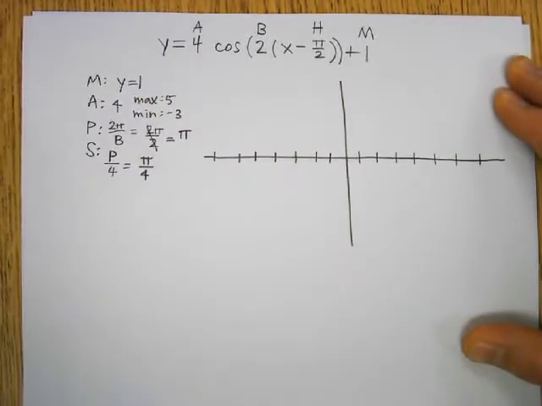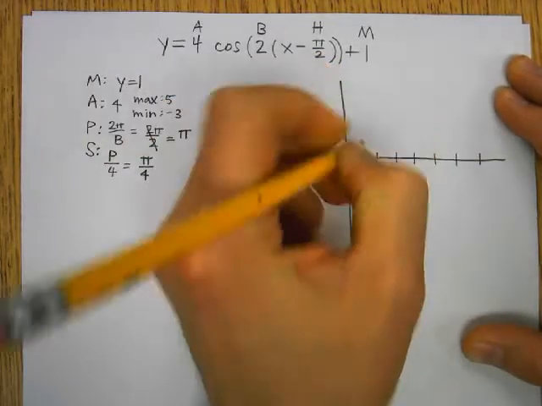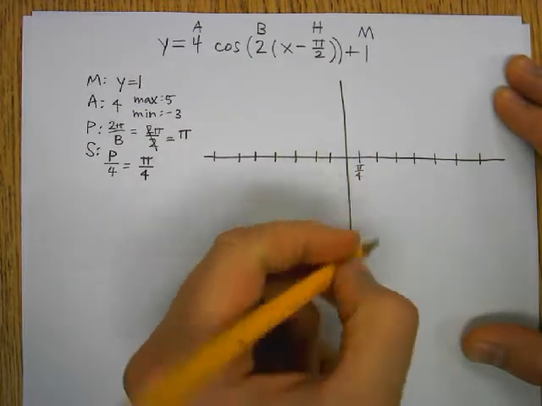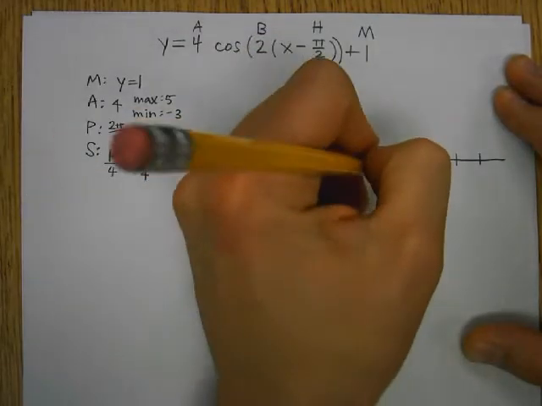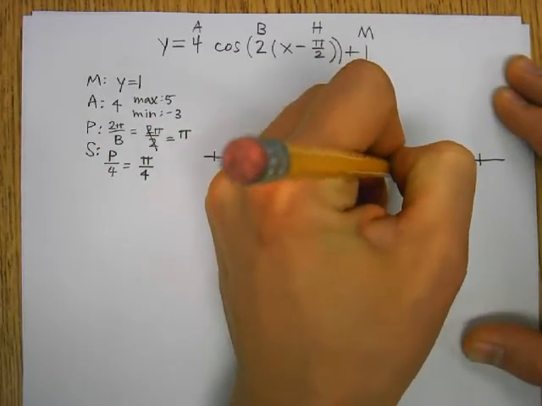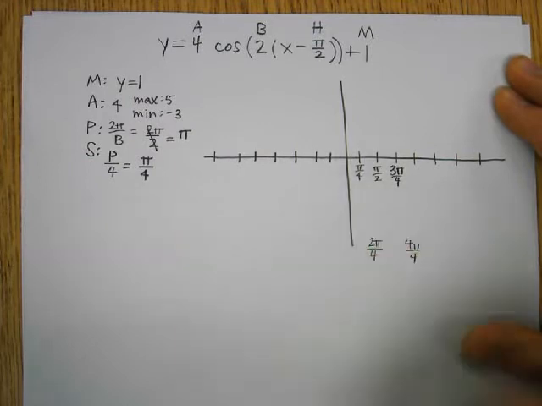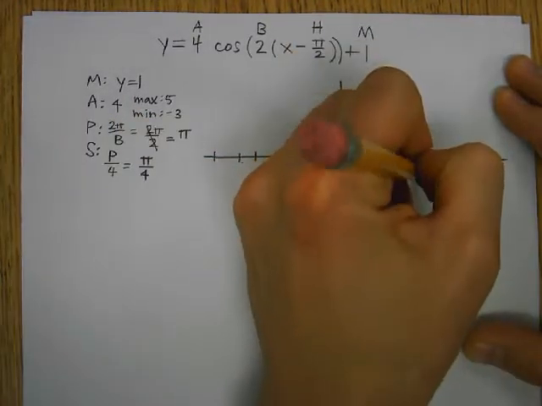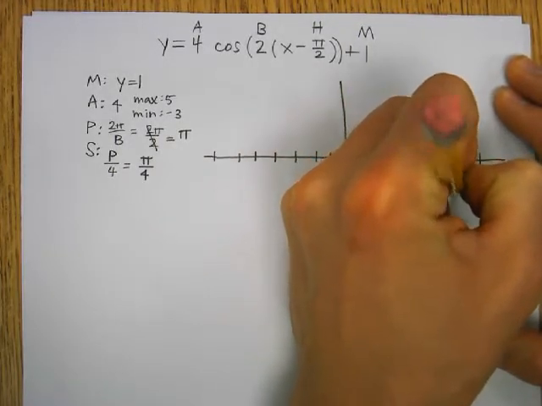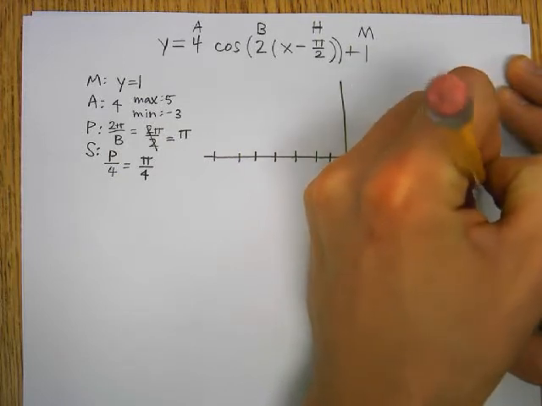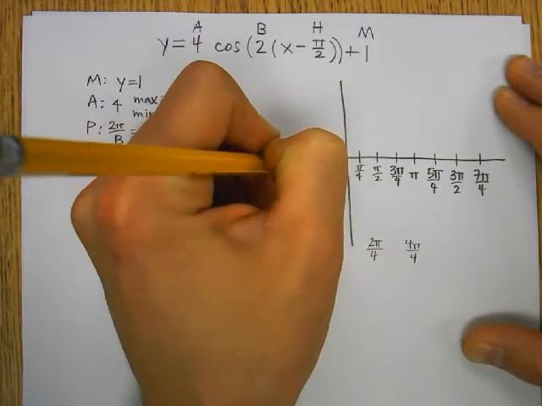Every mark is going to be an additional pi over 4. So I can begin labeling pi over 4. This would be 2 pi over 4, but let's think about what that means. 2 pi over 4 is really simplified down to pi over 2, then 3 pi over 4, then the next one would be 4 pi over 4, but 4 pi over 4 can be simplified as just pi. And I can do the same in the negative direction.